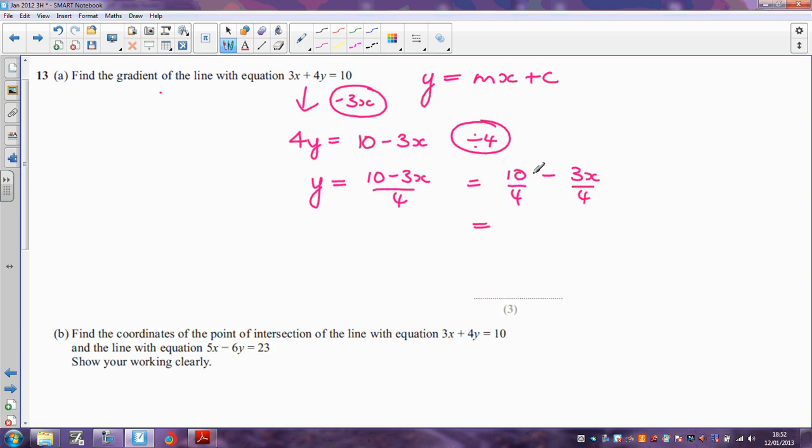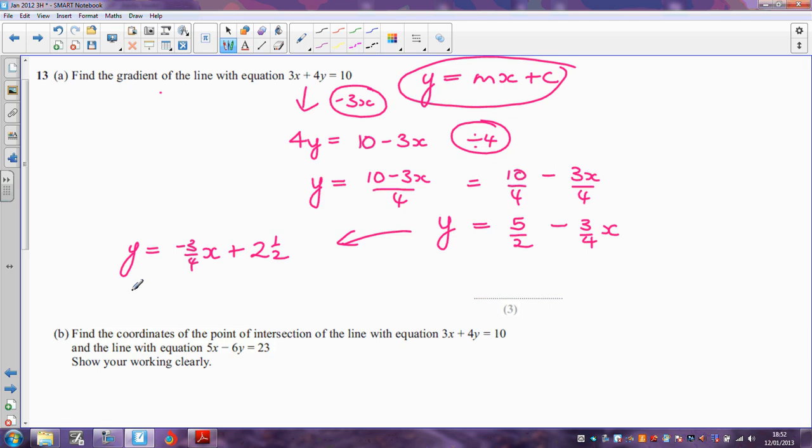Okay, the 10 over 4 I'm going to simplify to 5 over 2, and then instead of minus 3x over 4, I can think of that as minus 3/4 x. So y is the same as 5 over 2, well that's 2.5 minus 3/4 x. Still not entirely clear what my gradient is, so if I write it as y equals minus 3/4 x plus 2.5, it's clearer. We can see the comparison more clearly with y equals mx plus c.